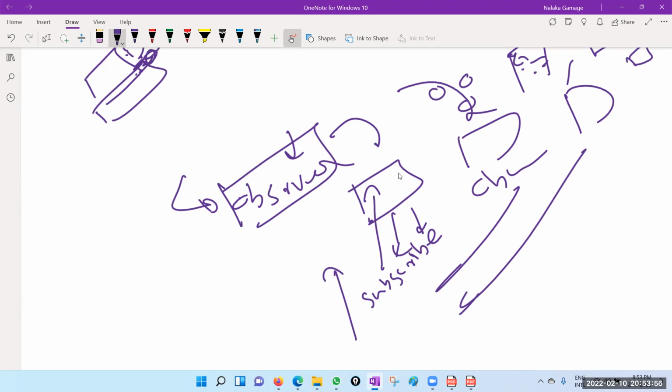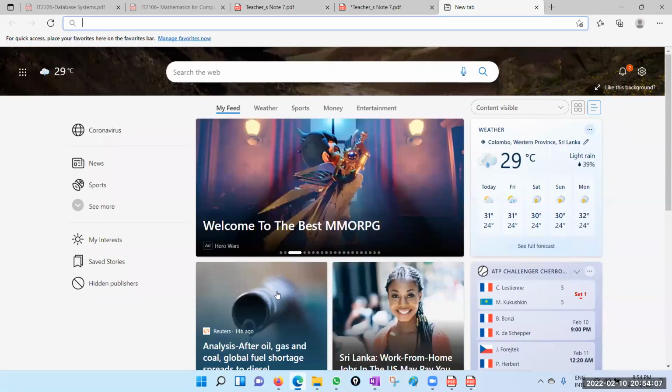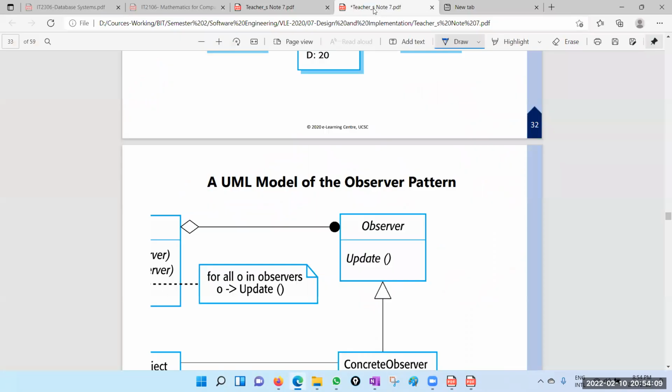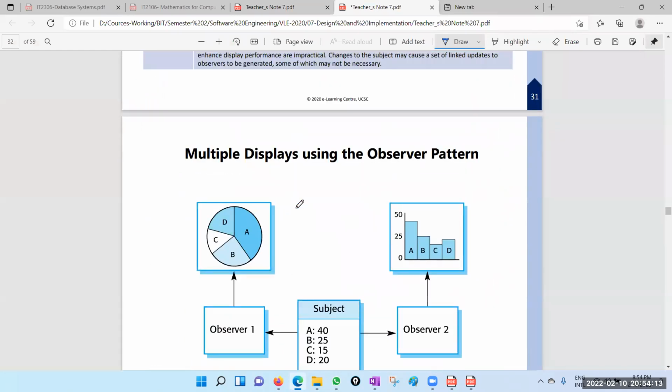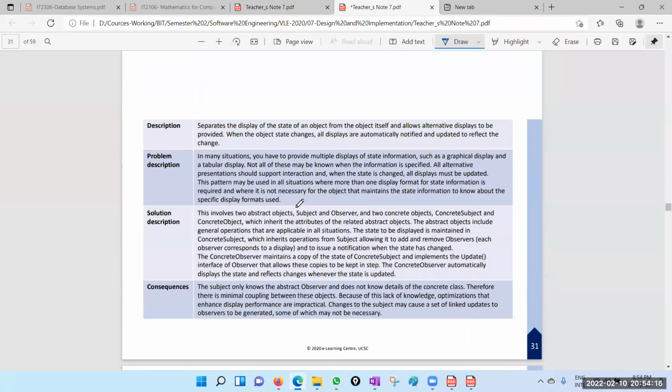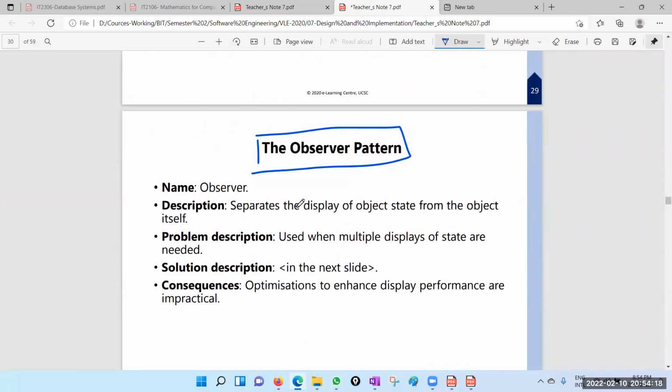In such situations, they have described how we are going to develop this in an object-oriented way. So that is all about observer pattern. You don't have to understand exactly how it is implemented, but you must get a feeling of what observer pattern is, because it is mentioned directly in your syllabus. Name: observer. Description: separate the display of object state from the object itself. They have mentioned this very specifically.